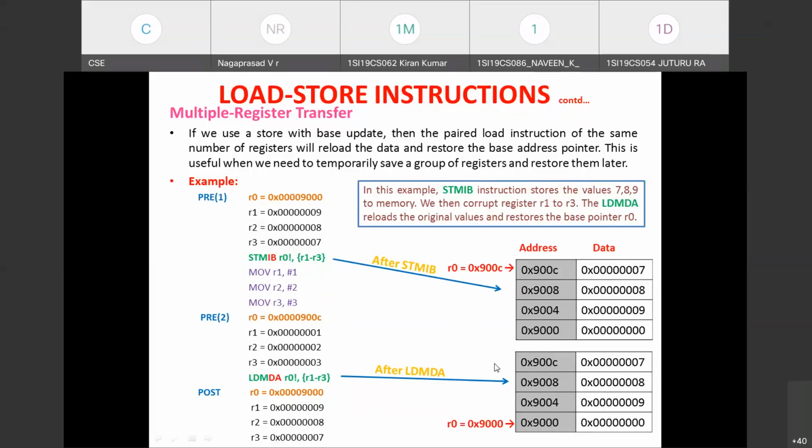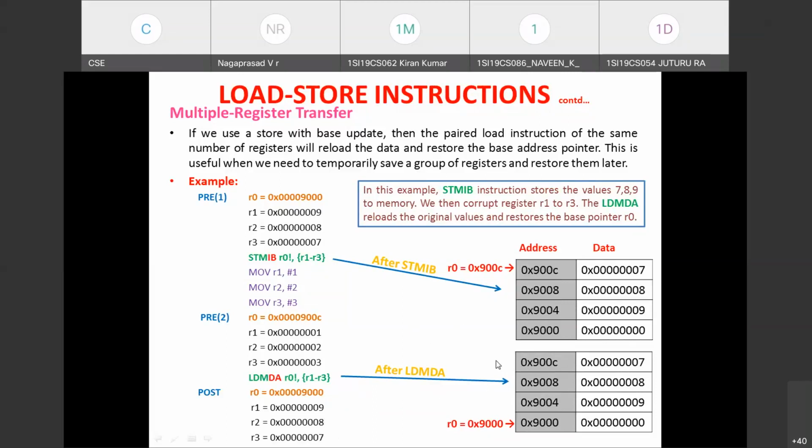Okay. R0 pointer, you can observe it is initially having the address 900C. From this address, the data is fetched, which is 7. Whatever the data fetched, it will be transferred to which register, out of R1, R2, R3? R3. You can see the post condition. To R3 register, it is transferred.